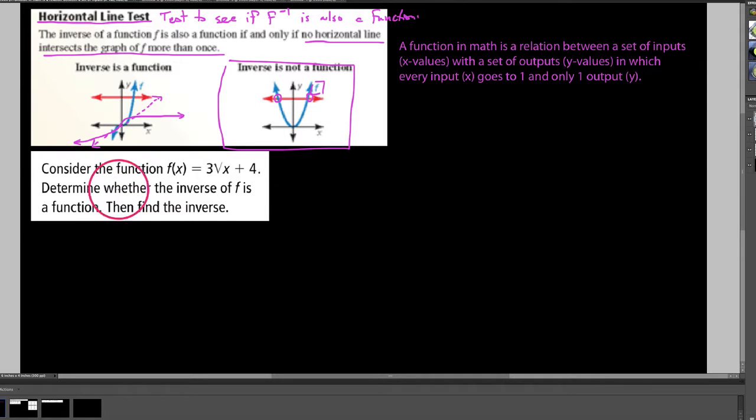And so what we're going to do is this. We're going to consider this function here, f, that we're given. It looks like a square root function, 3 times the square root of x plus 4. And we want to determine whether the inverse of f is a function and then find the inverse.